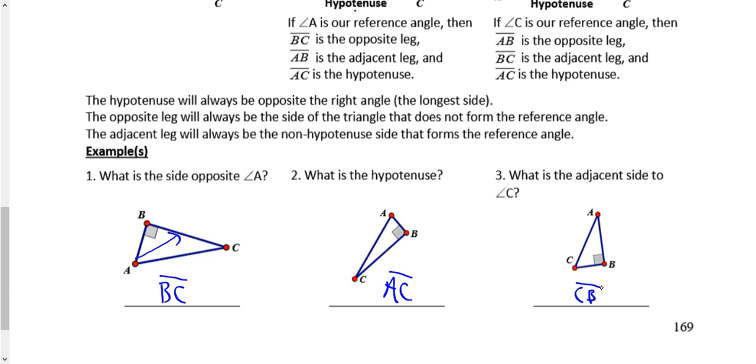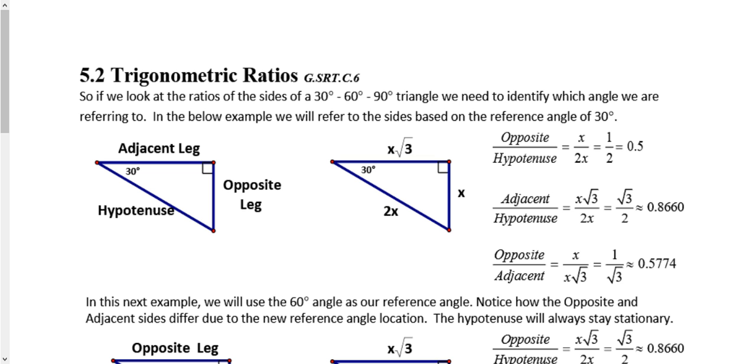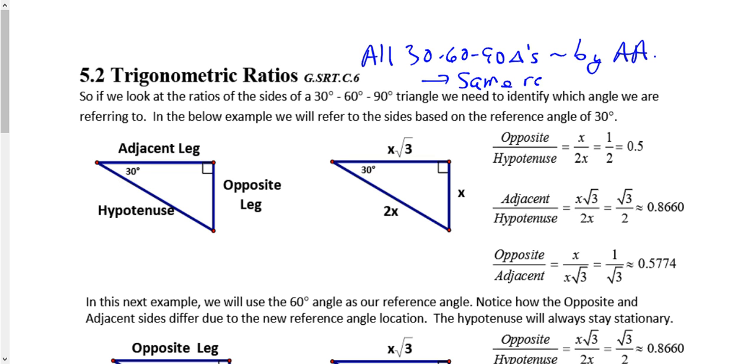So on the first page, we're talking about 45, 45, 90s, right? Let's go to 30, 60, 90s, because we've been dealing with those, right? Are all 30, 60, 90 triangles going to be similar? Yep. So all 30, 60, 90 triangles are similar by what? Angle. And their corresponding sides will be what? In the same ratios again of any other 30, 60, 90, right? Or 20, 70, 90, or 10, 80, 90, okay?